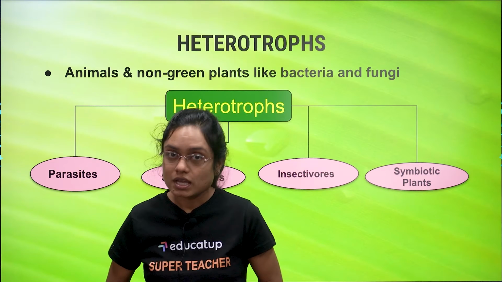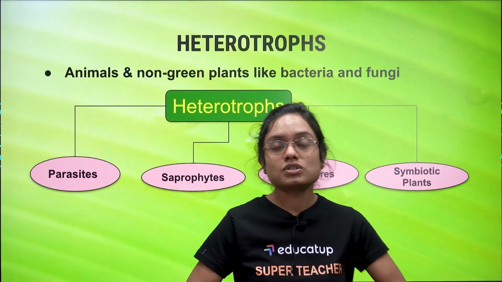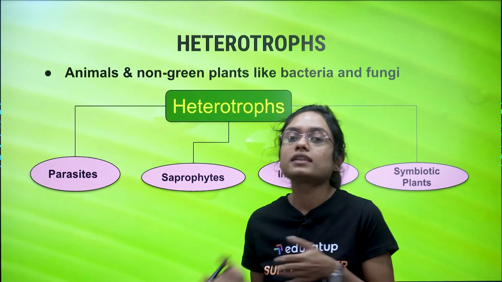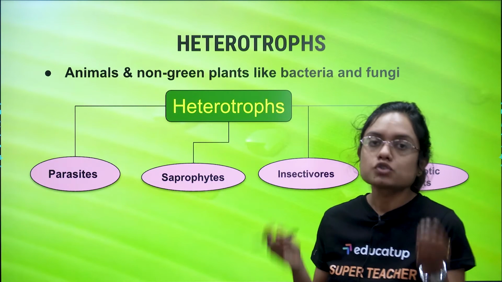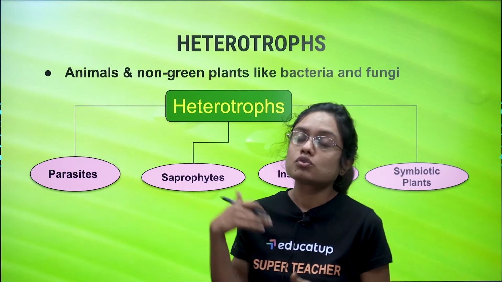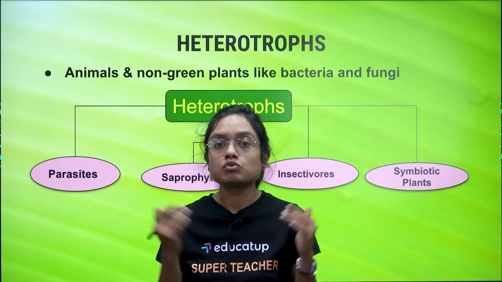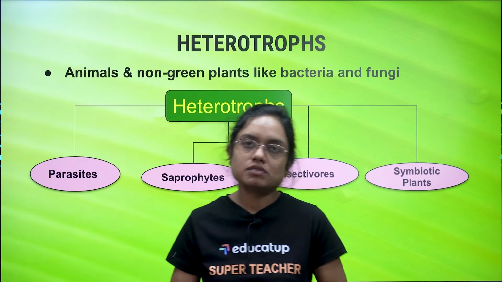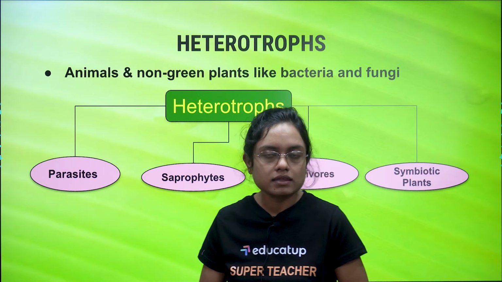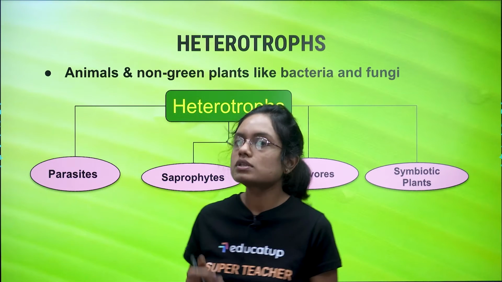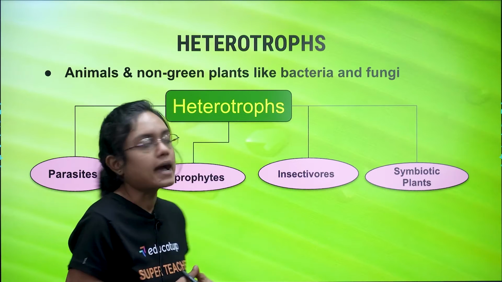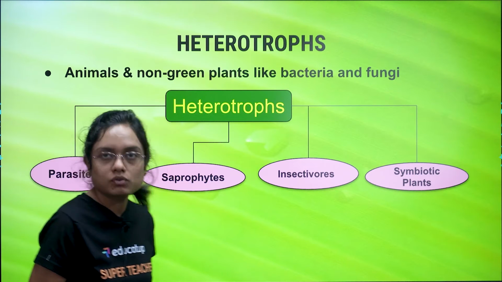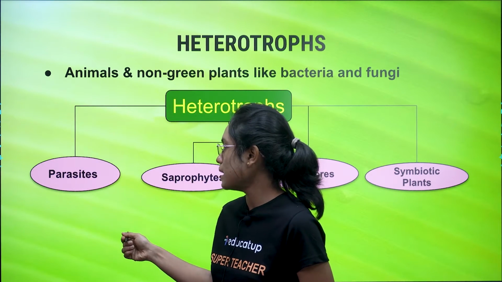Now, heterotrophs. The heterotrophs are those organisms which basically cannot synthesize food inside their body and are dependent on other organisms and plants for their food. So, heterotrophs वो organism होते हैं जो दूसरे organisms या plants पे अपने nutrition या food के लिए dependent होते हैं. Basically, all the non-green plants, bacteria like bacteria, fungi and other animals are heterotrophs. Now, we are going to discuss the 4 different kinds of heterotrophs, and they are Parasites, Saprophytes, Insectivores and Symbiotic Plants. Now let's start first with the parasites.